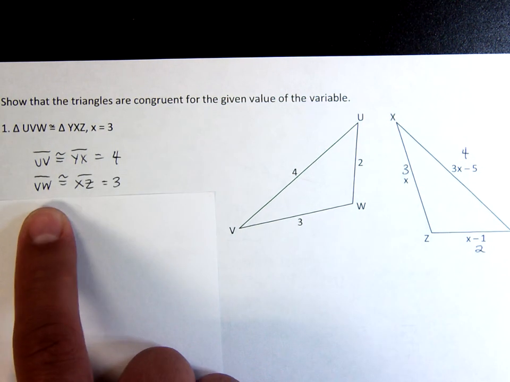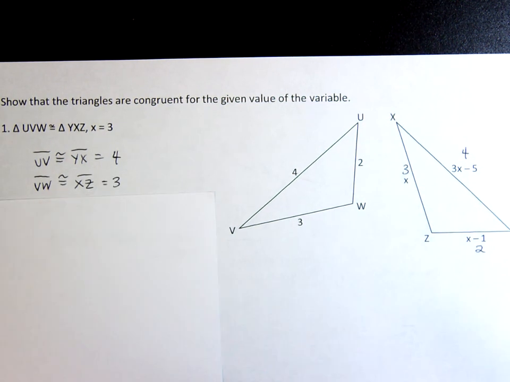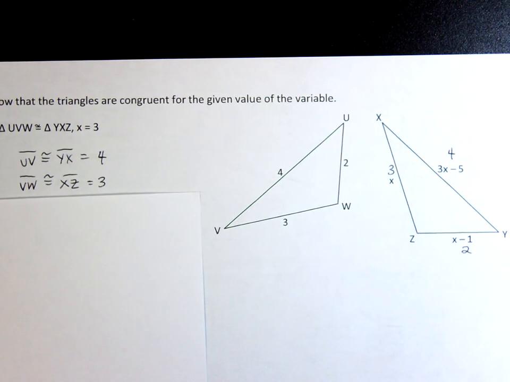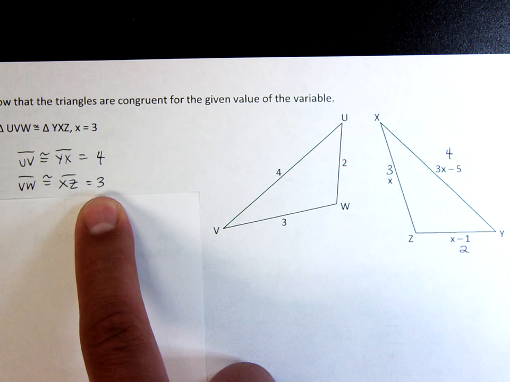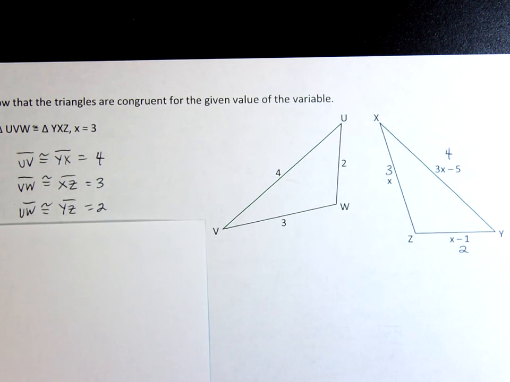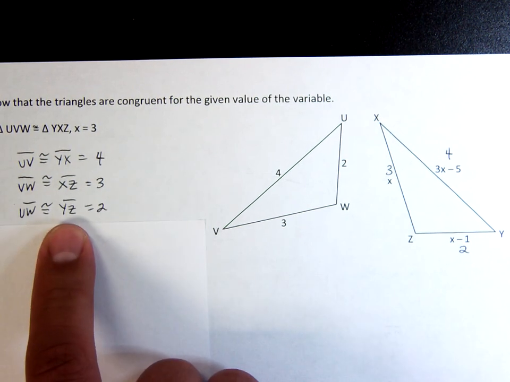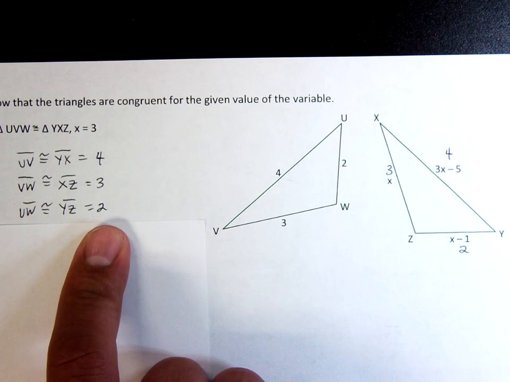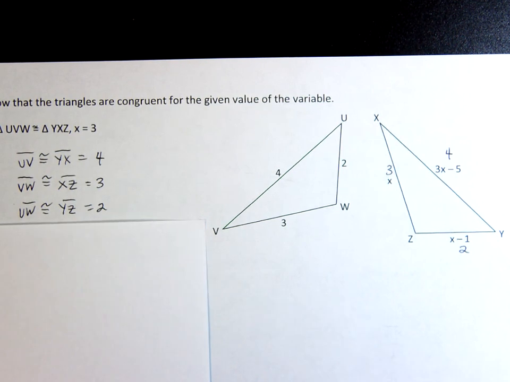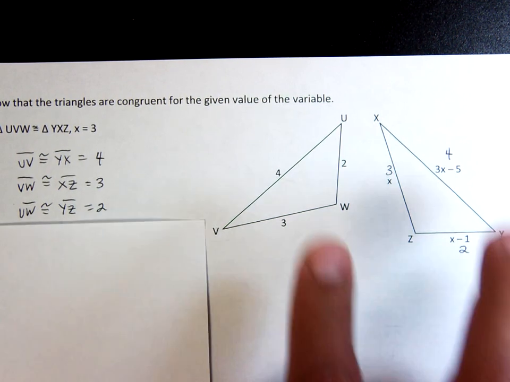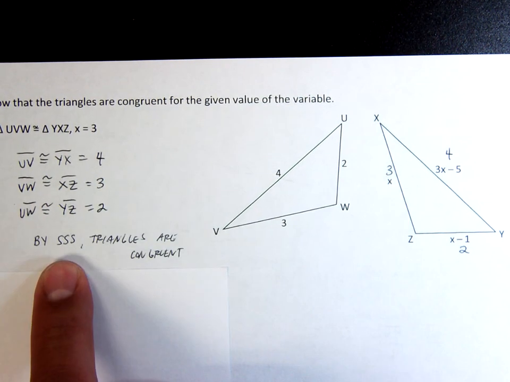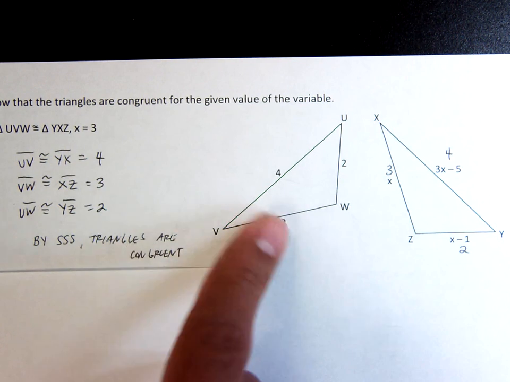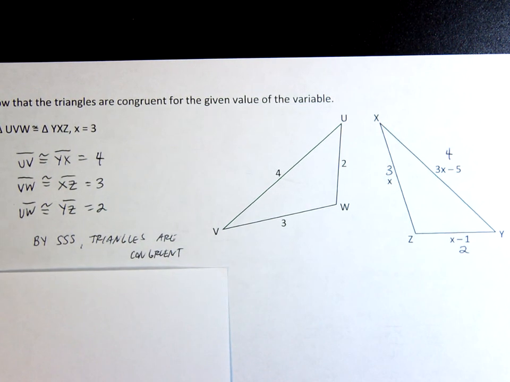VW is congruent to XZ. Just look at the picture. I can also use my statement. And they're both equal to 3. And UW is congruent to YZ, and they're both equal to 2. So what postulate am I using? Again, I know nothing about the angles, but it's sufficient for me to say by side-side-side, these triangles are congruent. If I know all the sides match up, I know my triangles are congruent.